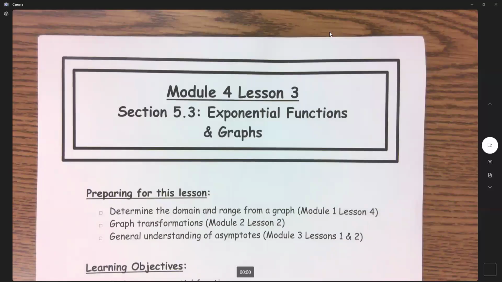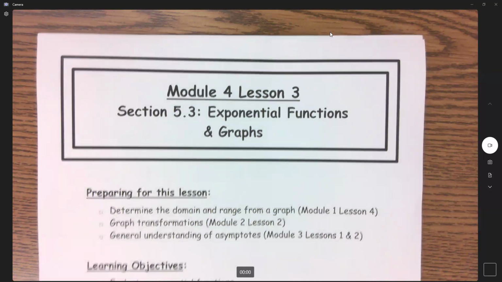Welcome to Module 4, Lesson 3. We are going over exponential functions and their graphs. To prepare for this lesson, you need to be able to determine the domain and the range from a graph, be able to use and graph transformations, and have a general understanding of asymptotes.